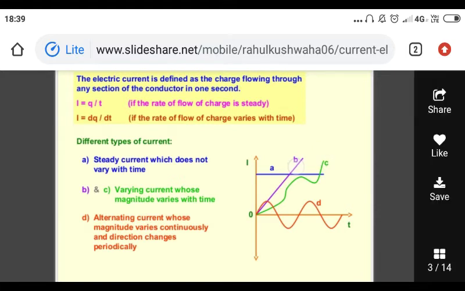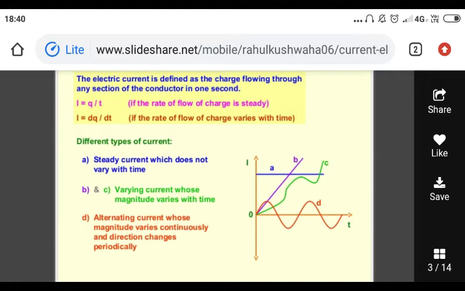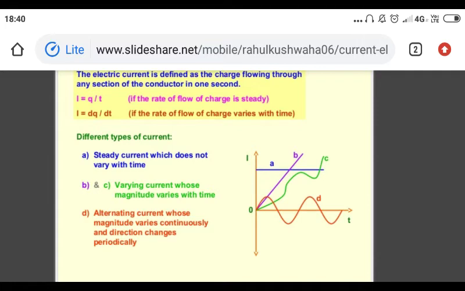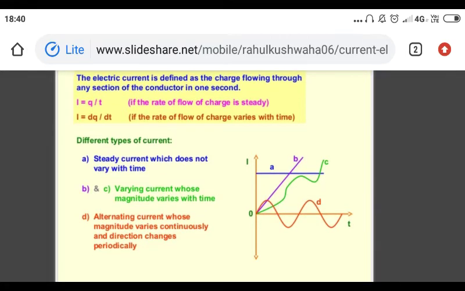So here you can see with time, B and C, B is going up. Its magnitude is increasing, and C is also varying up and down. D, the orange one, is alternating current, whose magnitude varies continuously and direction changes periodically, repeating after a certain interval of time.